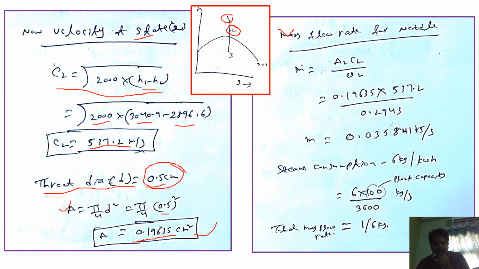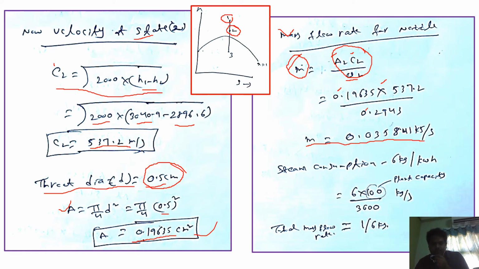Okay. Now let us find the mass flow rate for the nozzle. The mass flow rate formula is A2 C2 divided by V2, where C2 is the velocity at point 2, A2 is the cross section area at point 2, and V2 is the specific volume at point 2. We know all the values, so just substitute them in this equation. We get the mass flow rate of the nozzle as 0.035841 kilogram per second. This mass flow rate is only for one nozzle, but in the problem they have given that there are a number of nozzles.